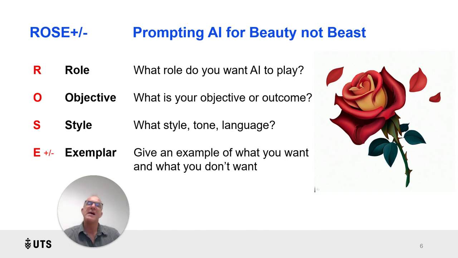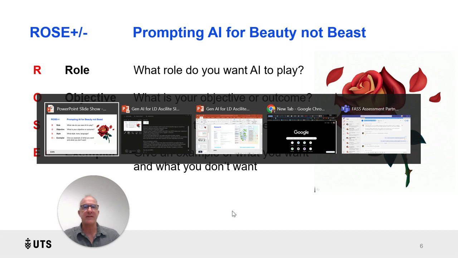And finally, provide an exemplar. Give an example of what you want, even the first part of it, but also the things that you don't want. Using the Rose model, it can really help you get ahead with engaging with AI. Let me put that into practice now with a few examples.